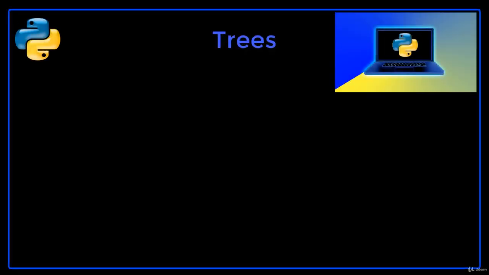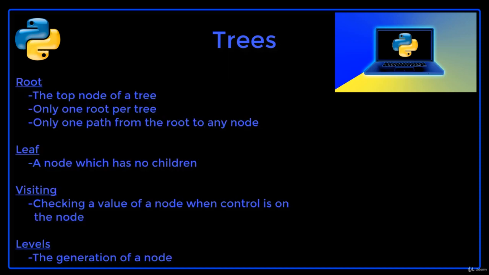In this lecture, we will learn what trees are. Nodes of a tree are connected by edges. There are several terms that we need to understand in order to work with trees. Root, the top node of a tree. There's only one root per tree, and only one path from the root to any given node.